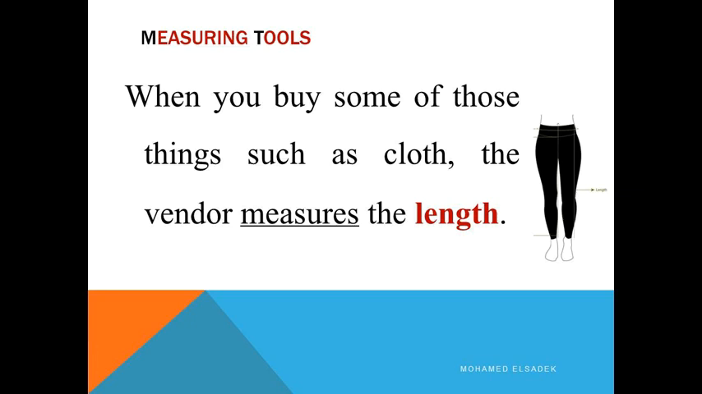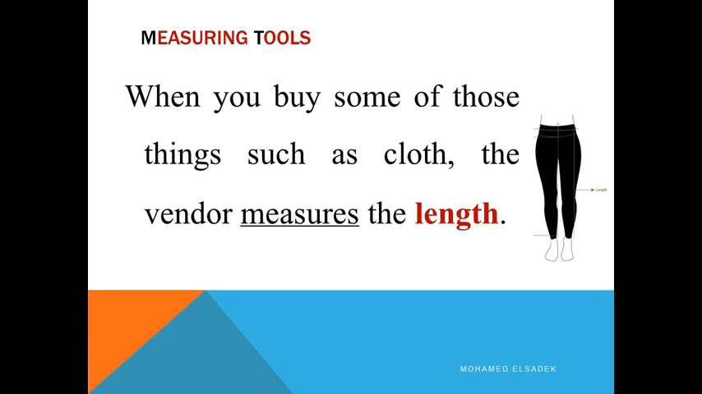The vendor measures the length. الفندور بيقيس ايه؟ اللينس. لينس يعني الطول. يبقى when you buy some of those things such as clothes the vendor measures the length. البائع بيقيس الطول. انت راح تشتري قماش فالبائع هيسألك، يقول لك تعالى كده انت عايز بنطلون صح، بس انا بقى نقيس من هنا لحد هنا. ليه بيقيس الطول؟ علشان يبقى البنطلون على قدك. ينفع اجيب بنطلون واقيس من هنا لهنا؟ ما ينفعش. طيب كده فهمنا اللينس يعني ايه.